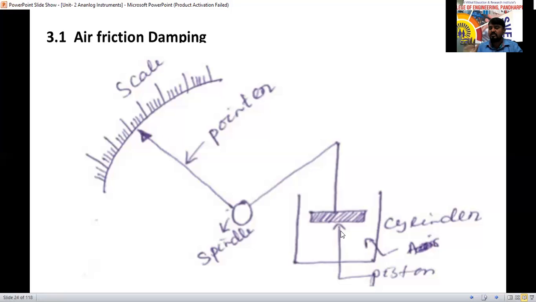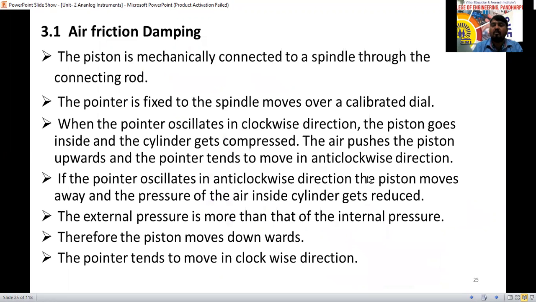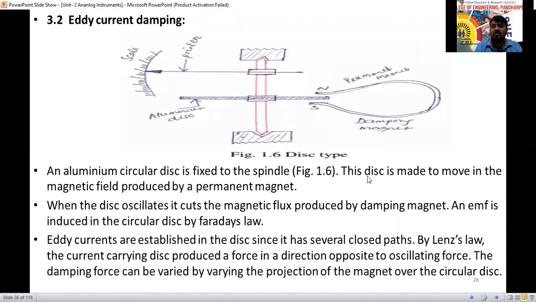Because whenever you push that one, it compresses the air. Whenever you leave that one, slowly the compressed air, the pressure, will be released, and slowly it will go back to the original position. If you haven't seen it, have a look, and if you have already seen it, we have applied this principle here. Air friction, an air compressor, is used over there.